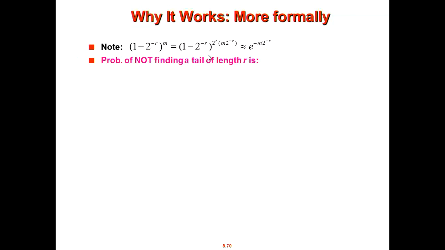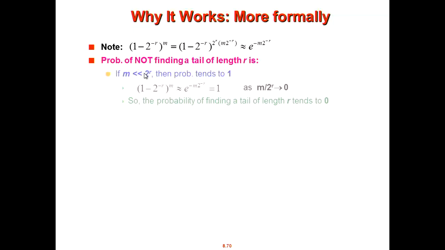I'm sorry that this part is a little bit not straightforward and some mathematics are involved. So I recommend that you read the textbook, where more details are shown, so you can have more time to think about the whole procedure. And if you cannot follow, you just need to remember the conclusion. The conclusion is that, after some computation, if m is very much smaller than 2 to the power of R, the probability of not finding a tail of length R tends to be 1, and so the probability of finding a tail of length R tends to be 0.